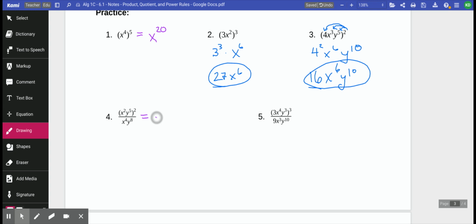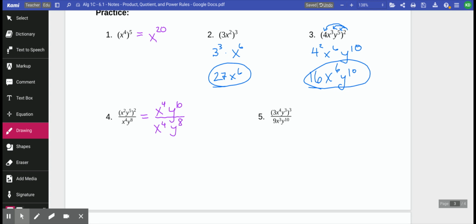So let's apply that power rule on the top. So x squared to the second power is x to the 4th. y to the 5th to the second power is y to the 10th. Okay, and then on the bottom, this part's the same.